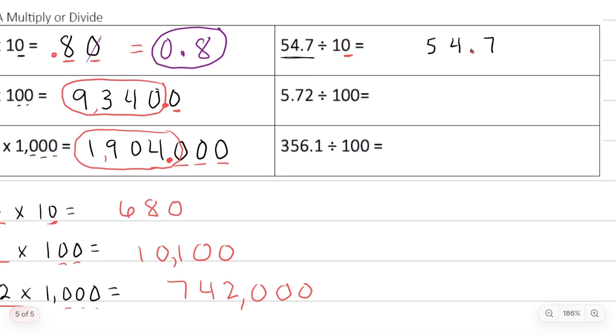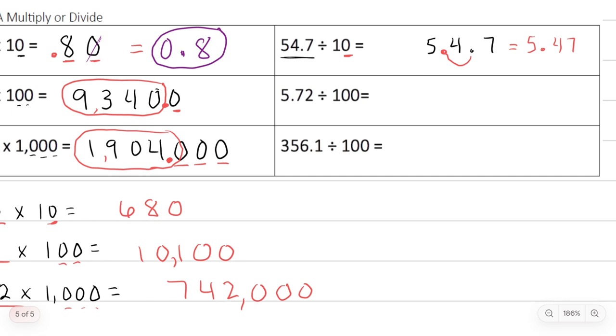So we're going to get this decimal and we're going to move it back one time. Oh, that looked bad. Let's do it again. And I'm going to move it back one time. So that's where my decimal goes now, which means that my answer is 5 and 47 hundredths.